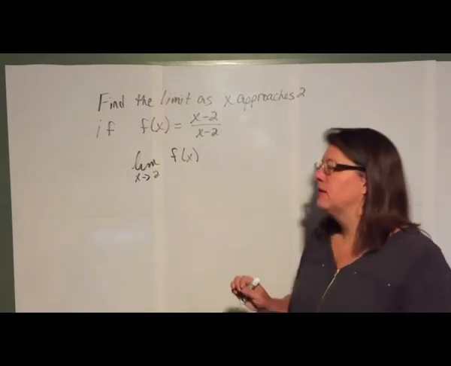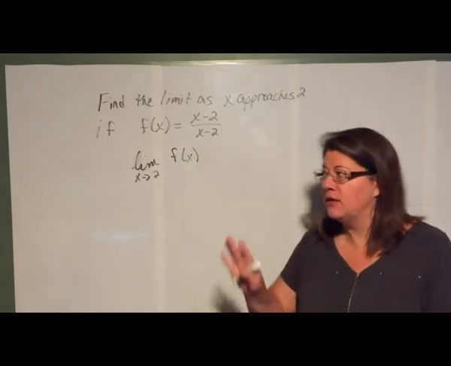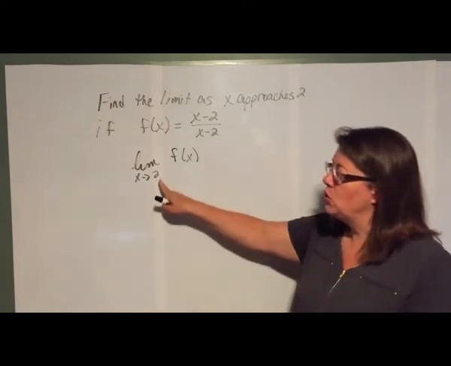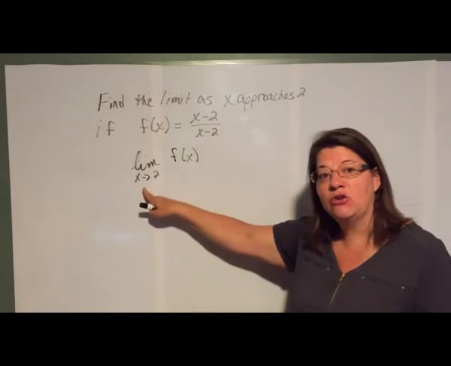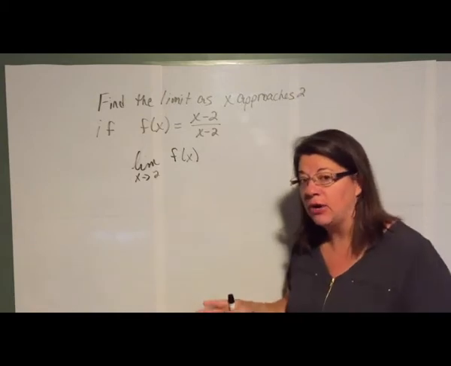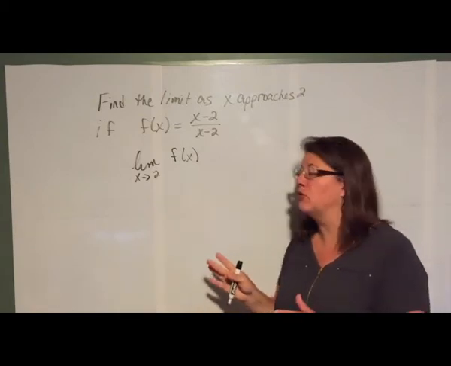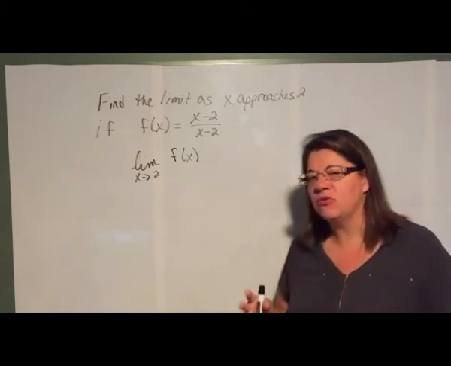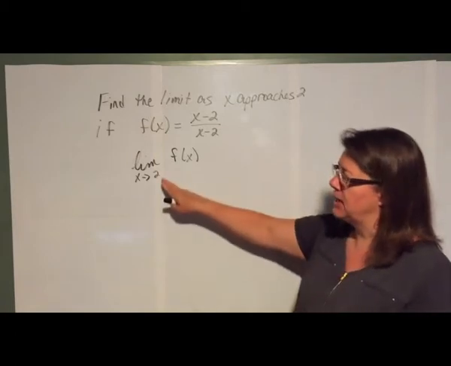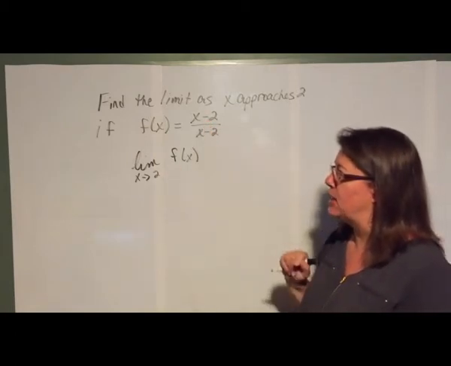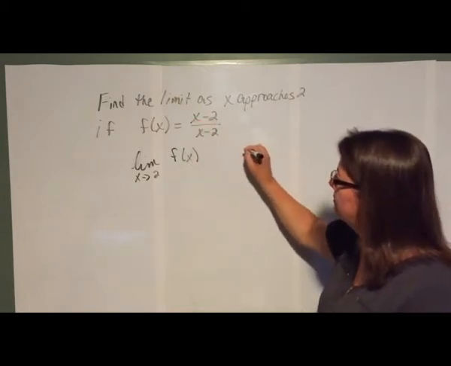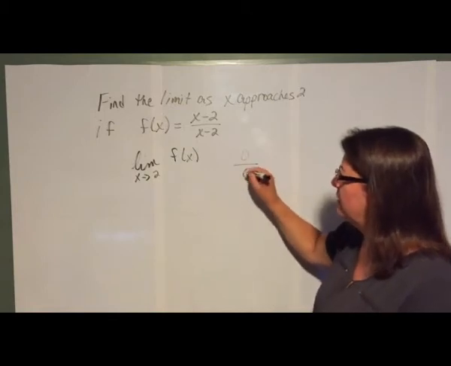Now with limits, there is a shortcut you can use sometimes. It doesn't work in this one, but I want to show you that shortcut just to show you why it doesn't work. You could take what x is approaching and directly substitute that into the function to see what happens. If you get a nice real number answer, then you're okay. That is going to be your answer. But if you don't, sometimes you're going to get a form called an indeterminate form. And let me show you what that is. If I were to take 2 and directly substitute into the function, if I plug 2 in for x, on the top I would have 0, and on the bottom I would have 0.